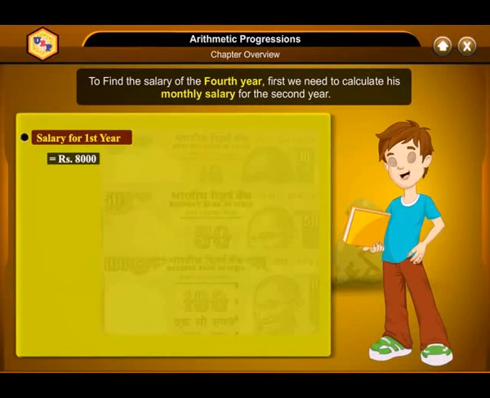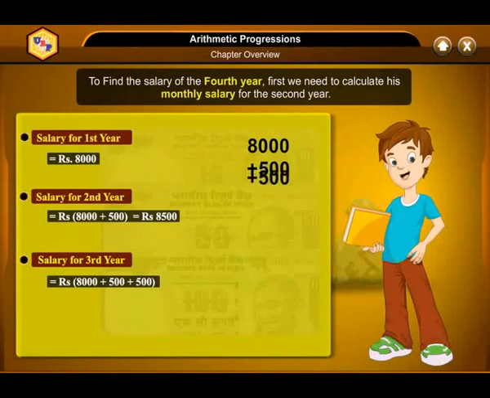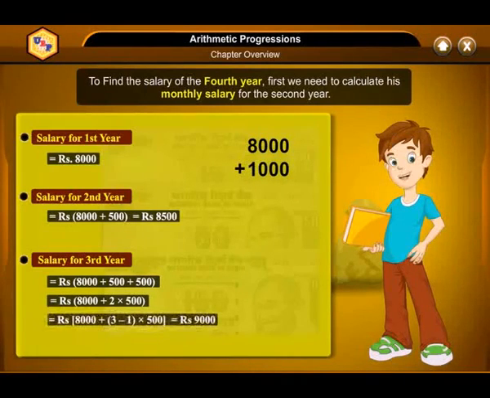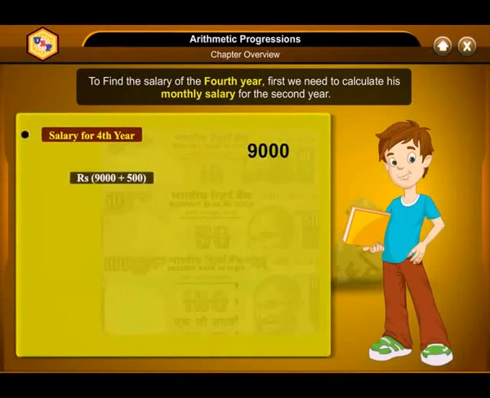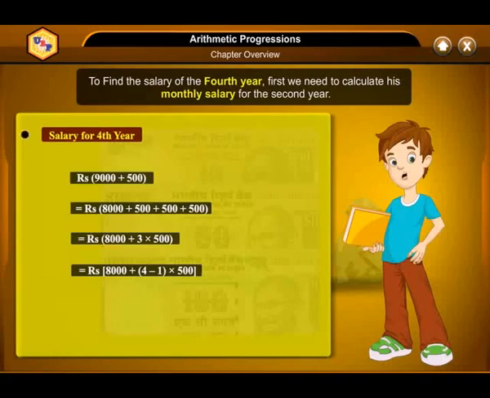Salary for the first year is equal to Rs. 8,000. Salary for the second year is equal to Rs. 8,000 plus 500 equals Rs. 8,500. Salary for the third year is equal to Rs. 8,000 plus 500 plus 500 equals Rs. 8,000 plus 2 into 500 equals Rs. 8,000 plus 3 minus 1 into 500 equals Rs. 9,000. Salary for the fourth year, Rs. 9,000 plus 500 equals Rs. 8,000 plus 500 plus 500 plus 500 equals Rs. 8,000 plus 3 into 500 equals Rs. 8,000 plus 4 minus 1 into 500.